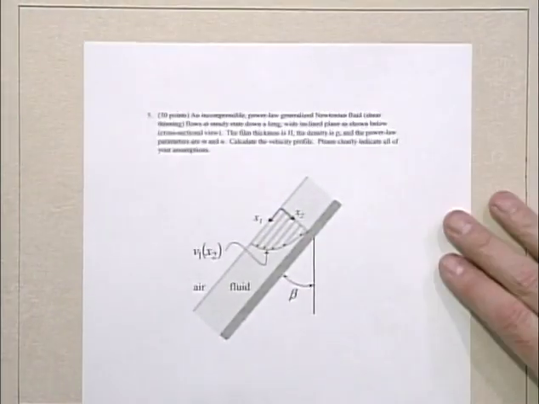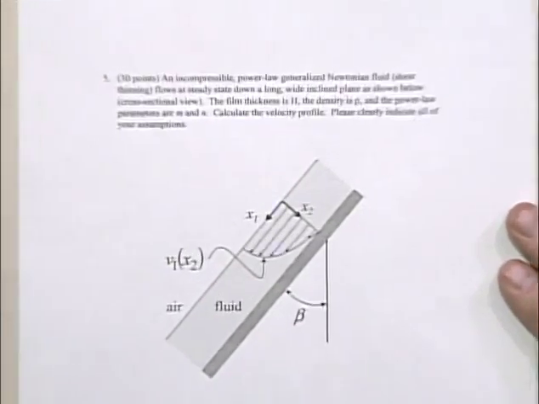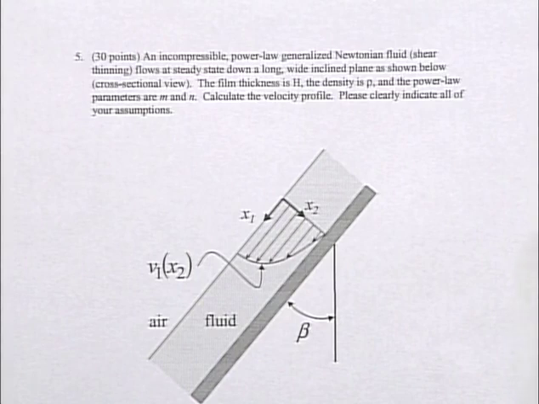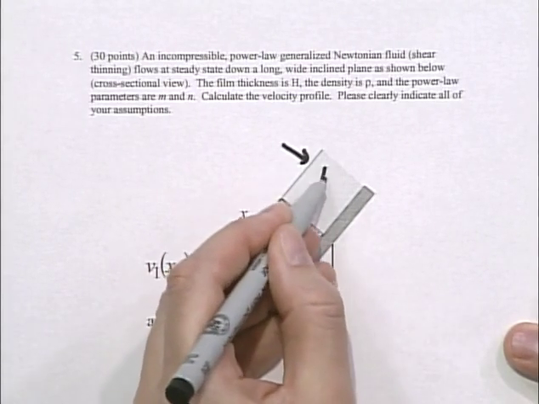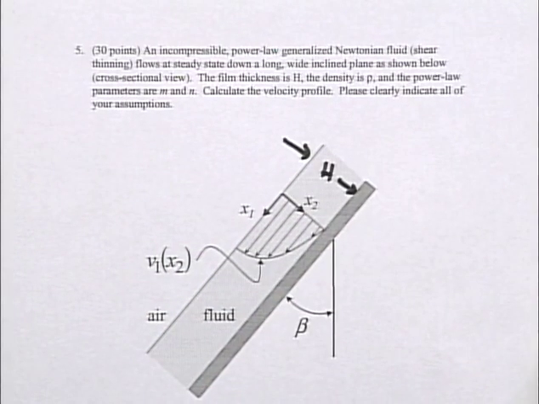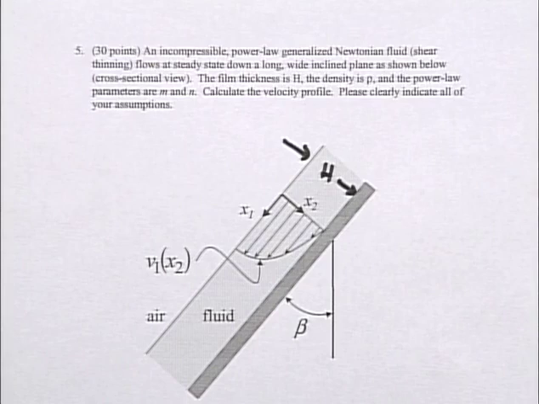Okay, and then there was one last problem on the exam, which was a steady flow problem. An incompressible power law, generalized Newtonian fluid flows down a long, wide inclined plane as shown below. The film thickness is h. The density is rho. The power law parameters are m and n. Calculate the velocity profile.